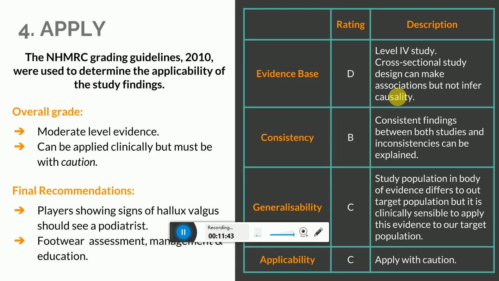Our final recommendation to the director is that whilst wearing high heels has not been identified as a risk factor for the development of hallux valgus, there's a strong association between the two. As such, players who show signs of hallux valgus should be seen by a podiatrist for footwear assessment, management, and education.